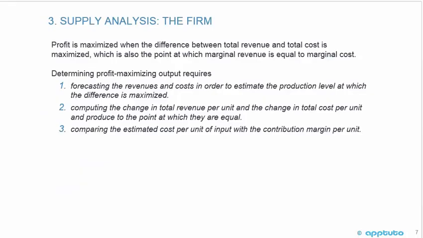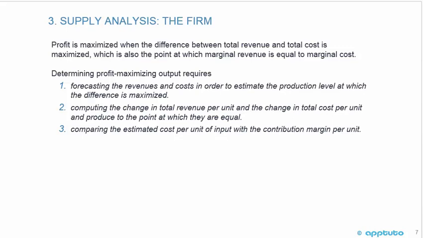So now we're getting into some important points with regards to supply analysis in the firm. Profit is maximized when the difference between total revenue and total cost is maximized, which is also the point at which marginal revenue equals marginal cost. As I said before, we need to start to get familiar with some of these economic terms, for example, marginal revenue and marginal cost. And why is that important? Because profit is maximized at the point at which marginal revenue equals marginal cost.